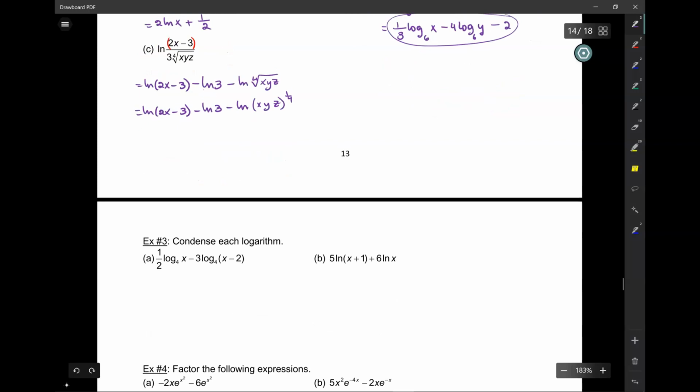Okay, so now does the 1/4 come down? Yep.